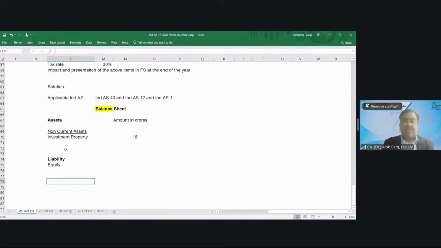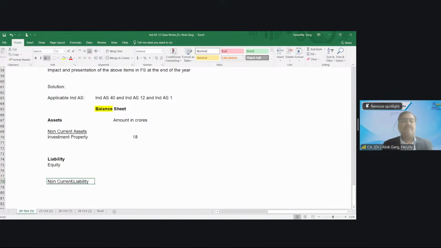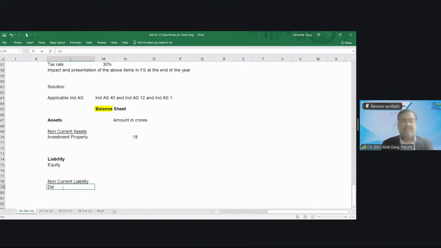Equity, non-current liability. In my non-current liability, which line item? Deferred tax liability. And what is my deferred tax liability?